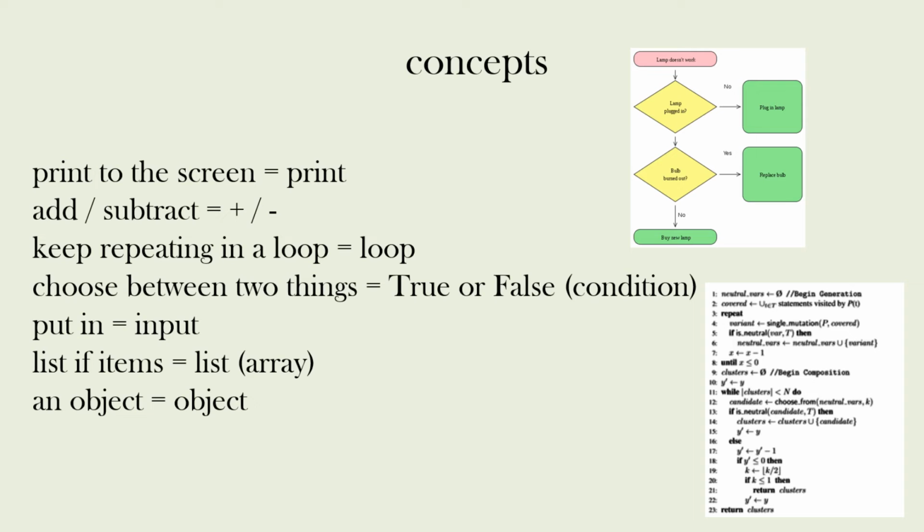So in these programming languages we have similar concepts. If we want to see something, we might print it to a screen. If we want to do some maths, we can use operators like plus and minus. If we want to repeat something, we can use a loop. We choose between two things, true or false, a condition. If we want to enter something, put it in, we can use input. We want a list of items, called a list in Python, array in other languages, and things like objects come from real life as well. So these are concepts used in many, if not all, programming languages.